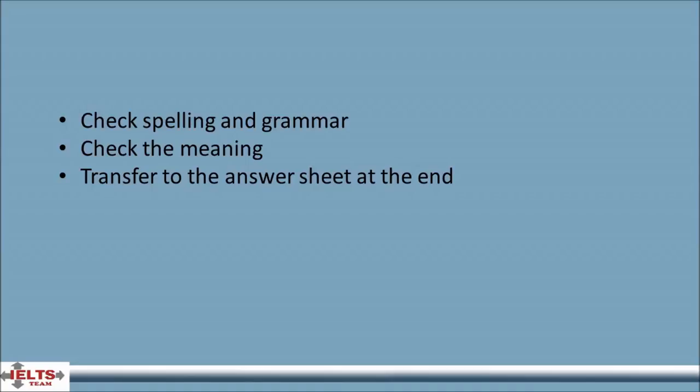Always wait until the end of the test to transfer your answers to the answer sheet. You have 10 minutes for this purpose, which is plenty of time. Don't waste your precious preparation time during the listening for this purpose. Write clearly when you transfer your answers from the question booklet into the answer sheet. If an answer isn't clear on your answer sheet, you will lose the mark. Always remember to check your spelling and, of course, grammar where necessary.